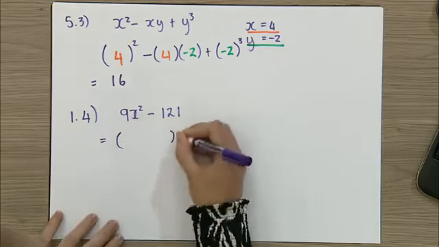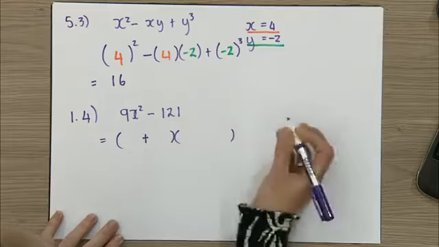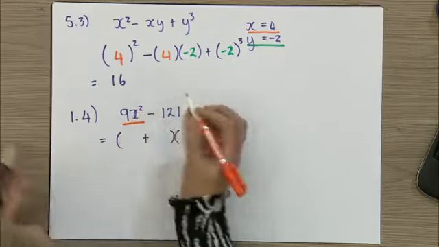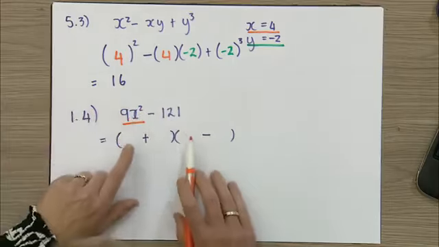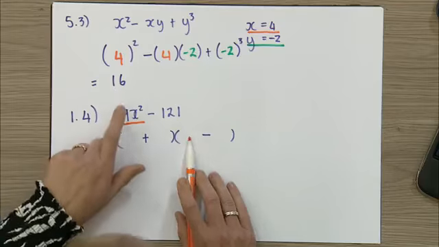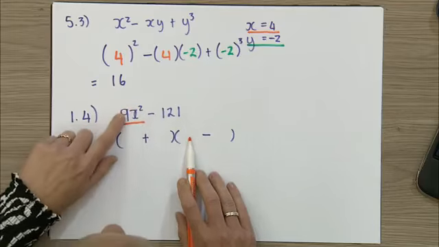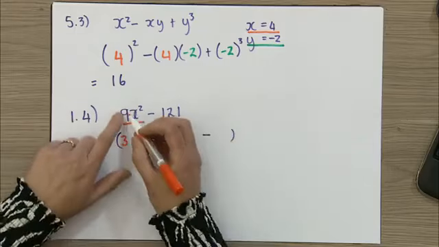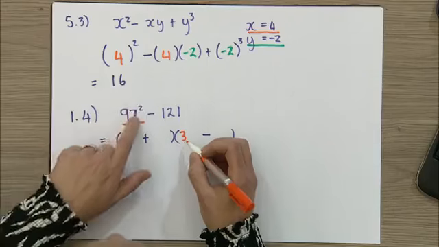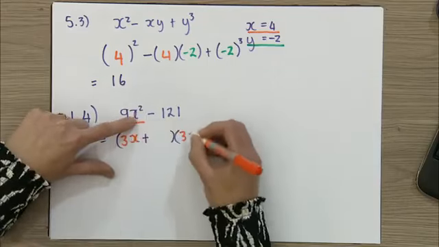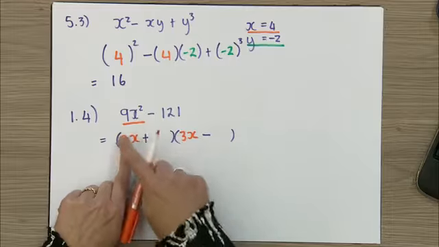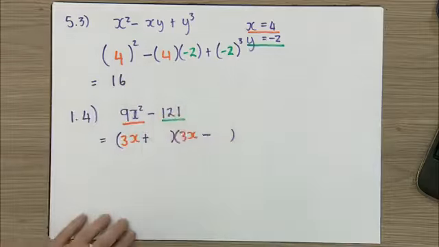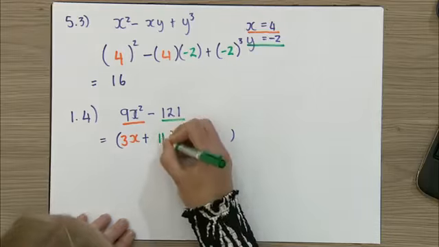So I'm going to have two brackets. The one bracket must have a plus and the other bracket must have a minus. So now, what did I have to write here? If I multiplied them, I would get 9x squared. So what is the square root of 9? It is 3. So 3 times 3 would give me 9. So 3 at the beginning of each one. What is the square root of x to the power of 2? X and x. So if I multiply them, I would get 9x squared. For the back, what is the square root of 121? That is 11.